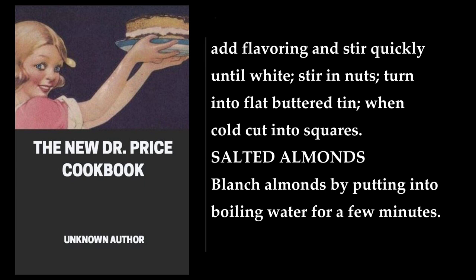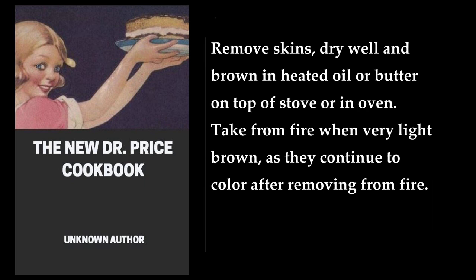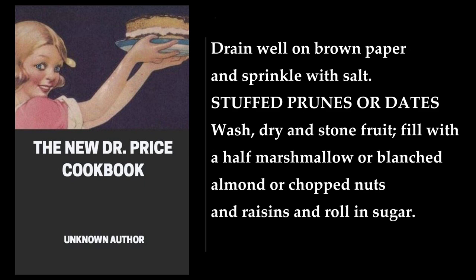Salted almonds. Blanch almonds by putting into boiling water for a few minutes. Remove skins, dry well and brown in heated oil or butter on top of stove or in oven. Take from fire when very light brown, as they continue to color after removing from fire. Drain well on brown paper and sprinkle with salt. Stuffed prunes or dates.